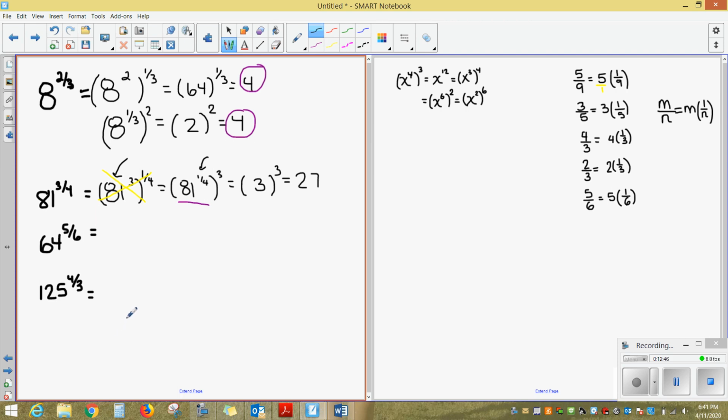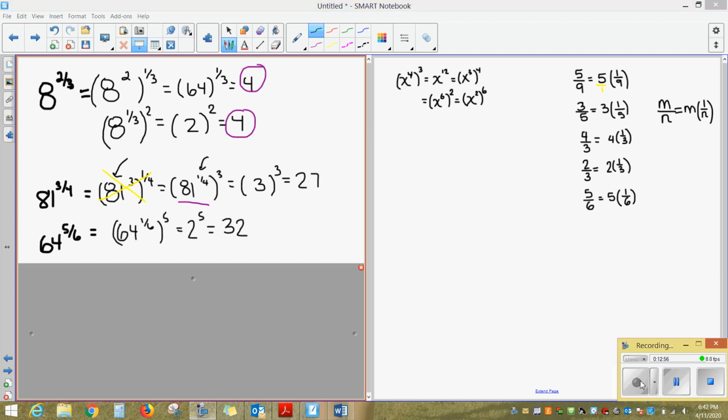Now my video is getting kind of long, so when you pause this, try to do these two. And then when you turn it back on, the answers will be there. So don't turn it back on until you're ready to see what's going on. So we put the 1/6 on the inside and the 5 on the outside. 2 is the 6th root of 64, so the 5th power is equal to 32.